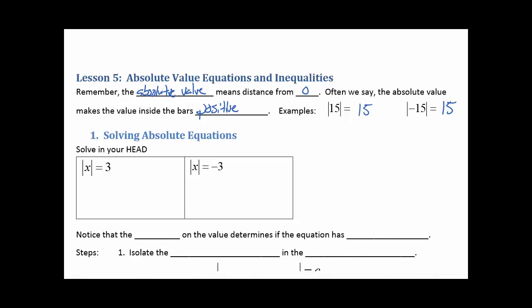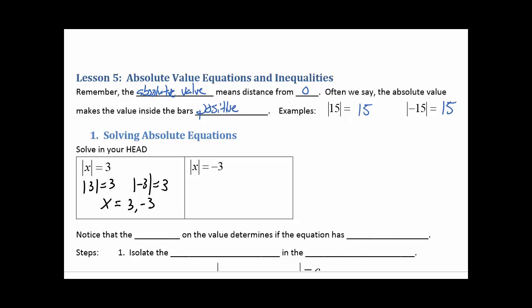Okay, so a couple of quick equations to think about. What if I took the absolute value of x and set it equal to 3? What numbers would satisfy that? Well, if the distance away is 3, that would have to be either positive 3 or negative 3. So in this case, we get 3 or negative 3 as our solution.